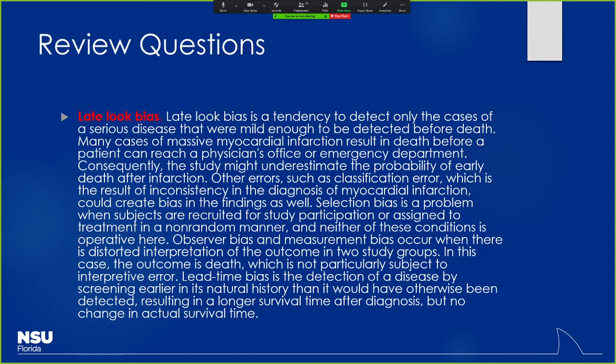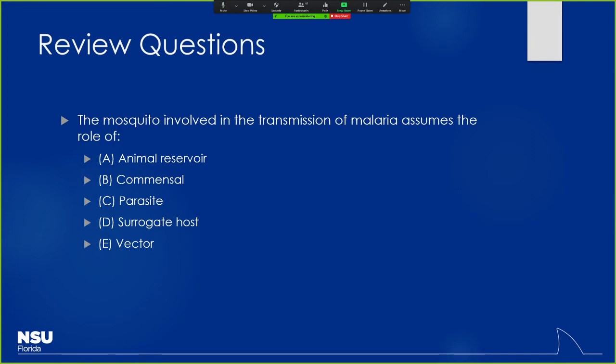Okay. Let's see here. When talking about disease transmission, if we're looking at malaria and the mosquito involved in that transmission, would we consider that to be an animal reservoir, commensal to the transmission of malaria, a parasite, a surrogate host, or a vector?